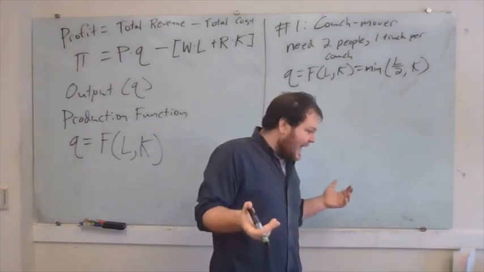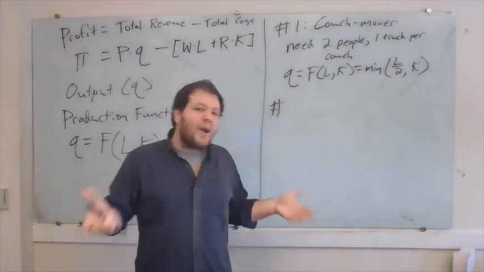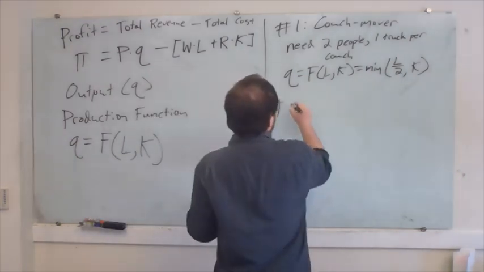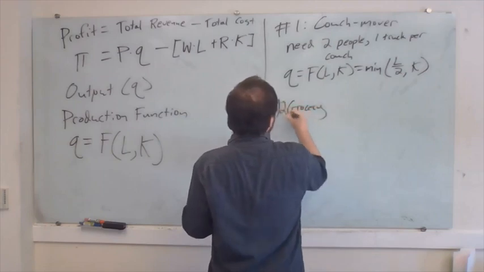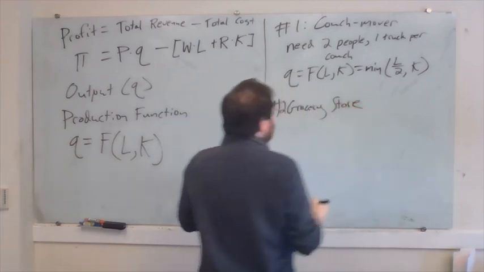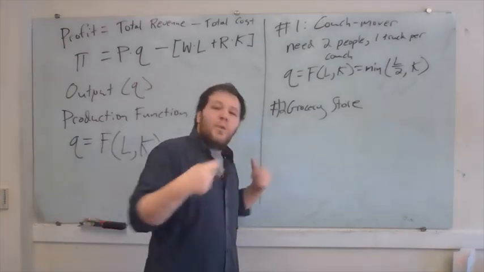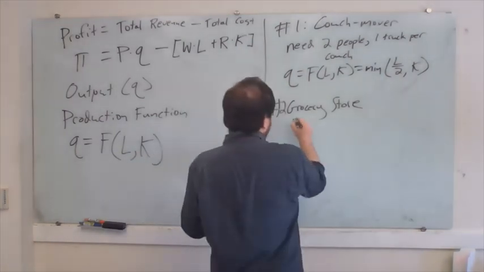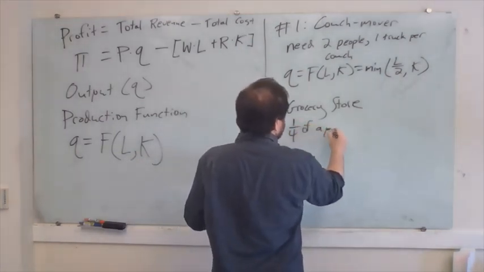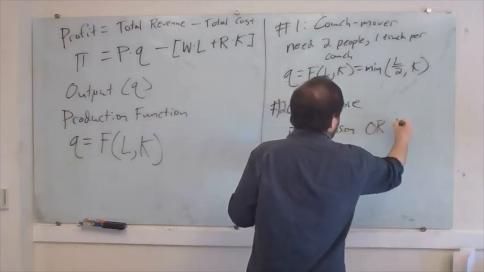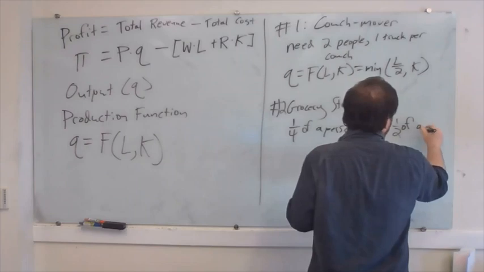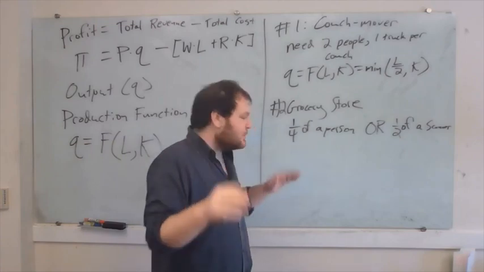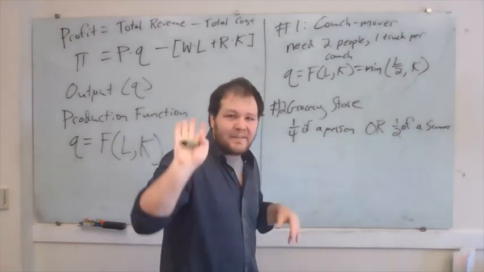Let's say instead of being a couch moving company, I'm a grocery store, and I've got automatic scanners and I've got cashiers. Sorry, number 2, grocery store. So in order to process 1 order's worth of groceries, I either need a quarter of an hour of a person, or half an hour of a scanner, because they're slow, nobody knows how to use them, it's a big mess. And we'll abstract away from the fact that you normally have to have a person guarding the scanner and fixing things, all that sort of stuff.